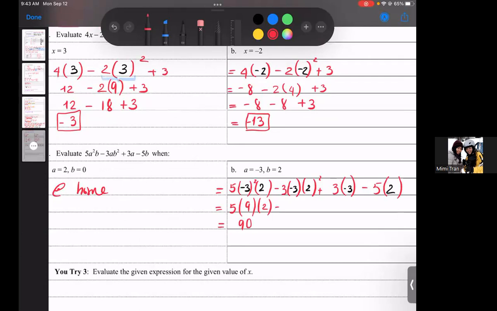I'll do it slowly. I'm gonna keep the negative 3 still, and then 2 squared is 4. So basically, you have 2 negative 3s here, right? Negative 3 times negative 3 is positive 9. Times 4 is 36. So positive 36. 3 times negative 3 is negative 9. So bring negative 9 down here. Negative 5 times 2 is negative 10.